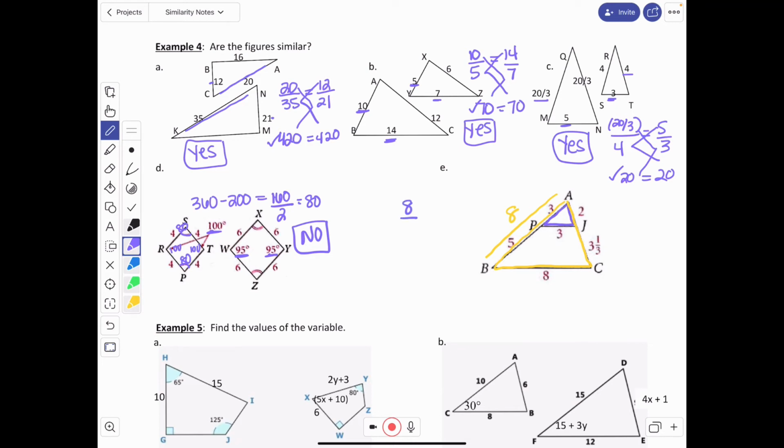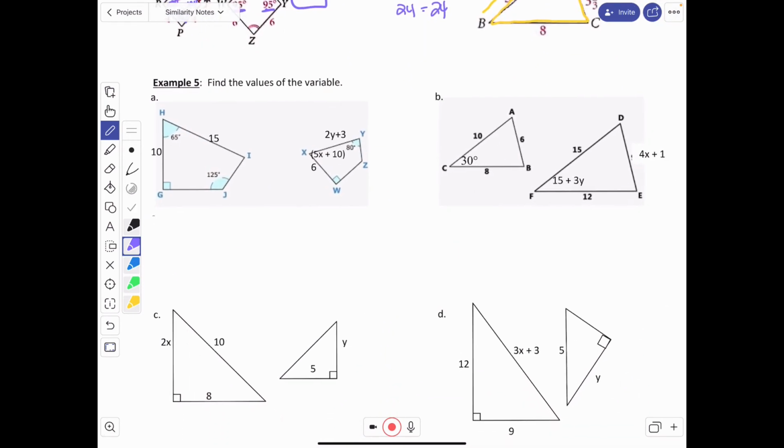The side of the little triangle is 3. The bottom of the big triangle is 8. The bottom of the little triangle is 3. Now, obviously, these are the same fractions. And so when we cross multiply, we're going to get 24 on both sides. So this one, of course, is going to be a yes.